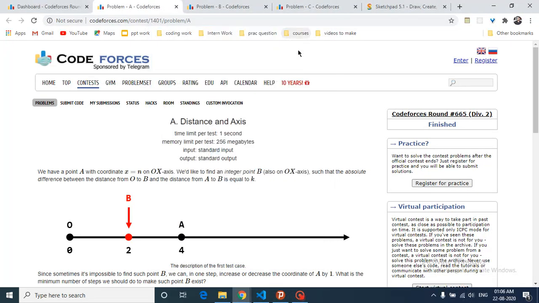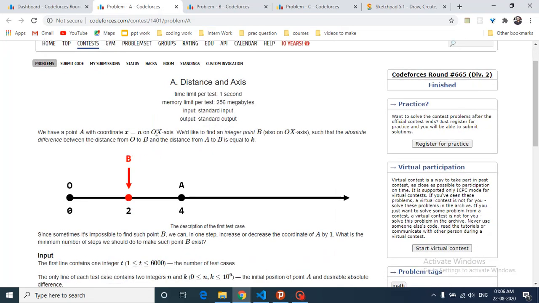Hello friends, today we're going to discuss problem A from the latest Codeforces Round 665, Division 2, problem name Distance and Axis. In the question you are given a point A with coordinate x equal to n. As you can see, there's a point A on a number line extending from O along the OX axis, on which x equal to n is the point A.